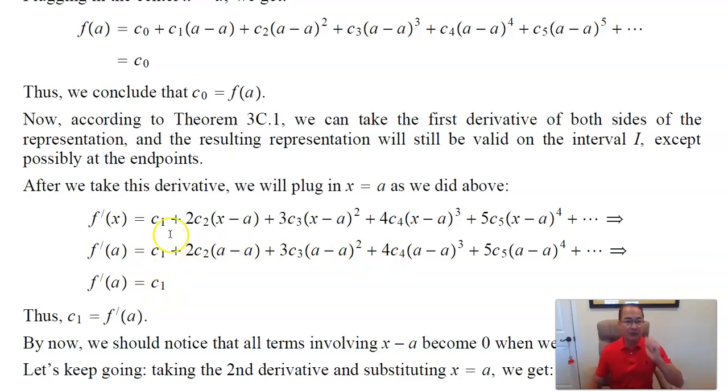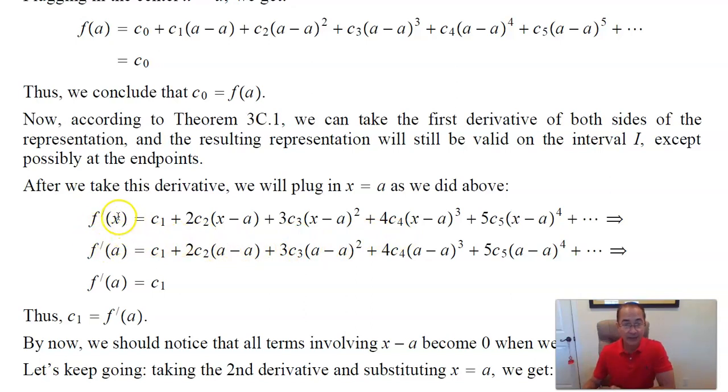Okay, so we know that c0 is f of a, c1 is f prime of a. And you might say, oh, okay, so c2 is f double prime a, c3 f triple prime a. Not so fast. Okay, so this is the first derivative. We get this representation. c0 is gone. We start at c1. We're going to repeat the process.